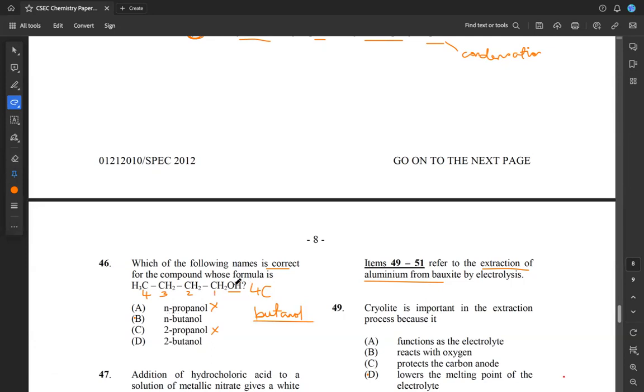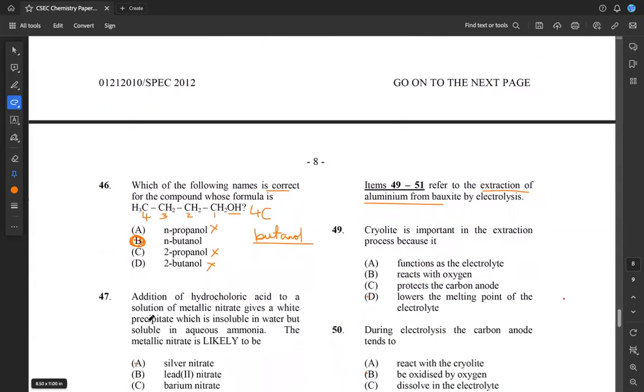Now, I said that the hydroxyl group, which is the functional group in an alcohol, is on the first carbon, so it's not going to be 2-butanol. That's only if the OH group was on the second carbon, which it's not. So we can strike out 2-butanol, and so we're left with n-butanol as our answer. Okay? So our answer for 46 is B. It's n-butanol. It just means that it's a regular straight chain butanol with the OH being on the very first carbon, okay? So 46 is B.